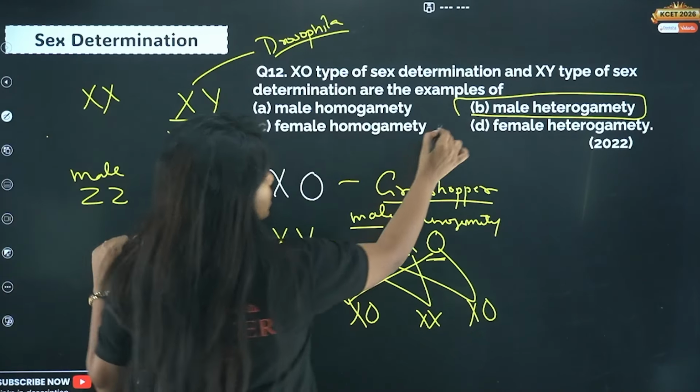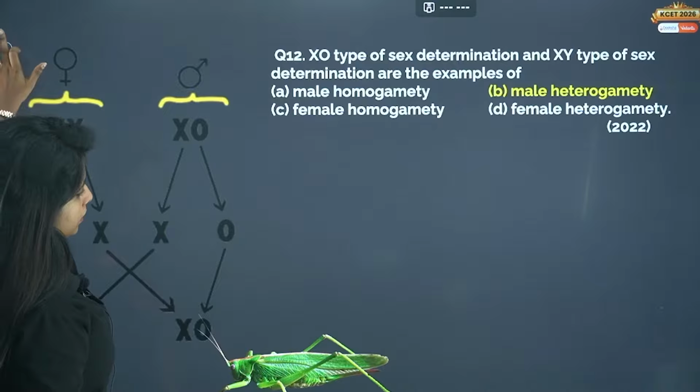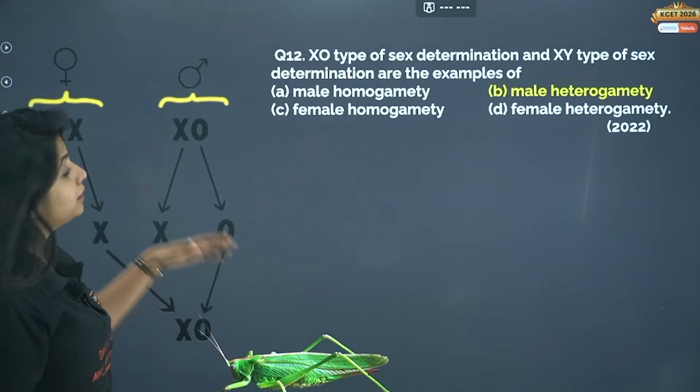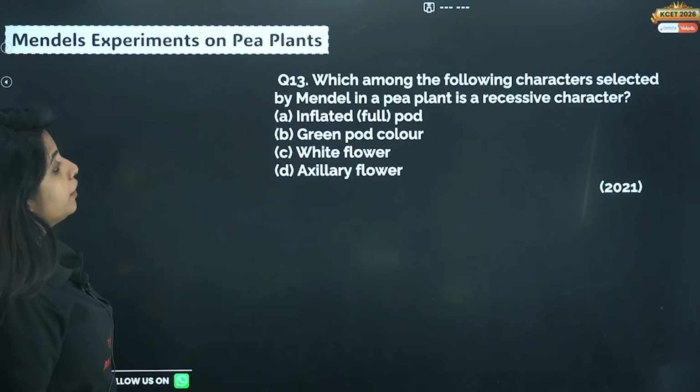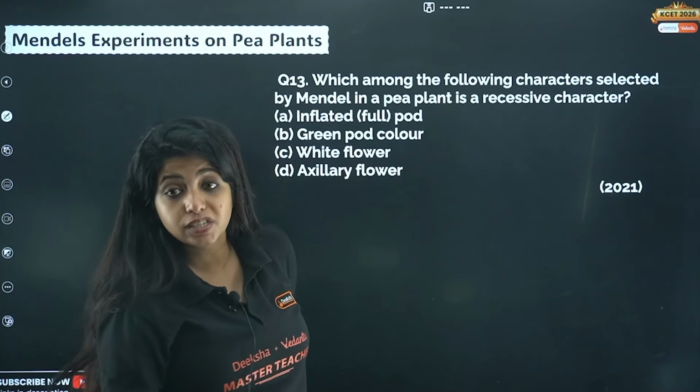So this is an example for male heterogamety as discussed above. Now that is a grasshopper. Chalo. Which among the following characters selected by Mendel in a pea plant is a recessive character?